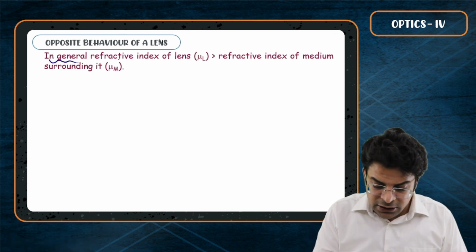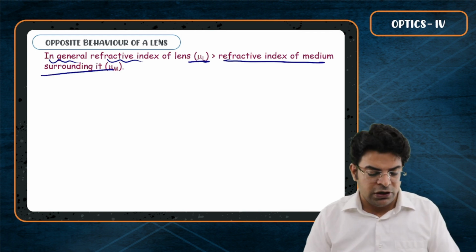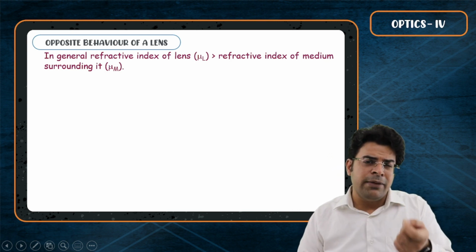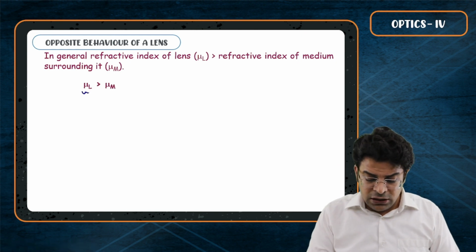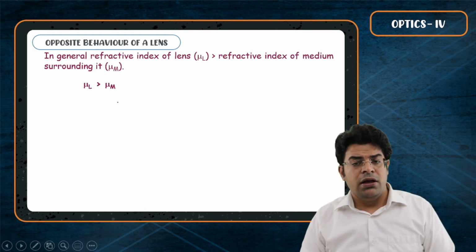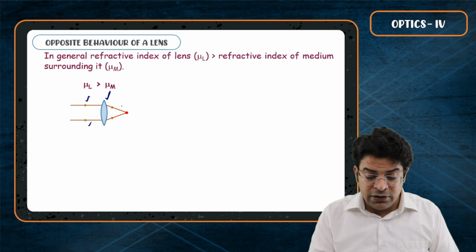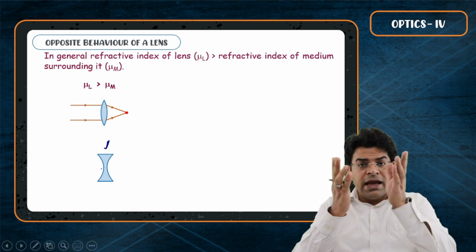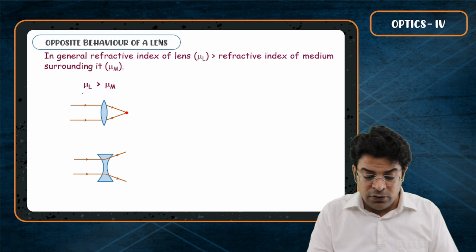In general, the refractive index of the lens is greater than the refractive index of the surrounding medium. What we see in everyday life: lenses are made of glass and we keep them in surrounding air, which has lesser refractive index. So if the lens material has greater refractive index than the surrounding material, a convex lens converges parallel rays at the focus. And a concave lens diverges parallel rays. This is what we observe in everyday life.